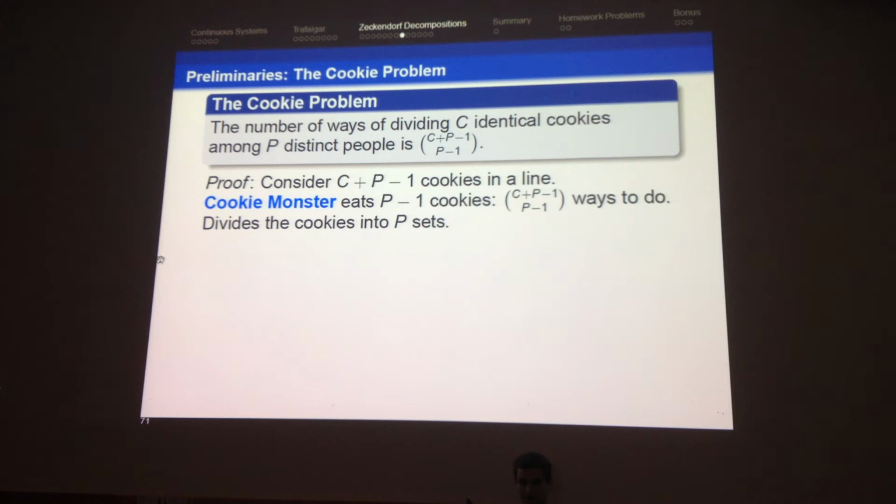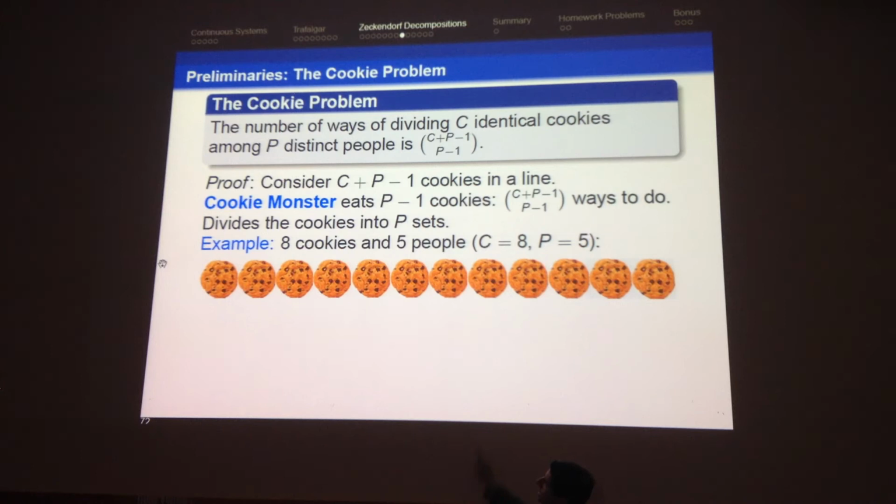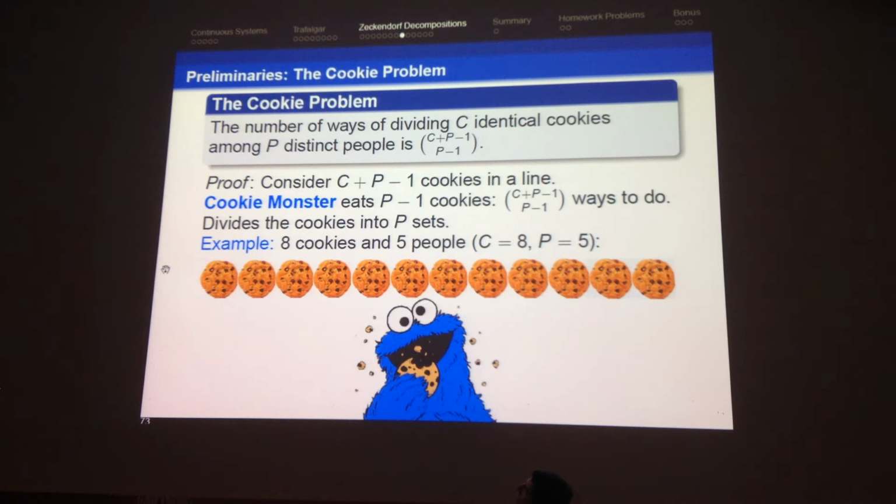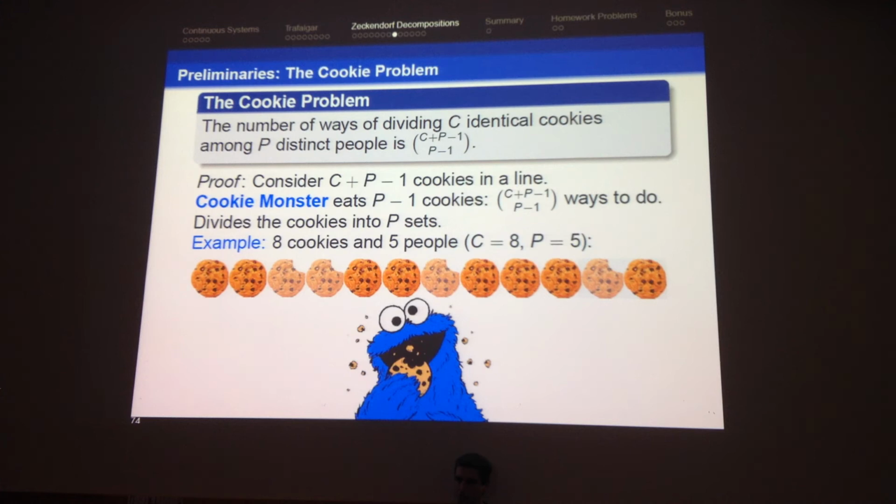So let's take as an example 8 cookies and 5 people. There wasn't enough room to do 10 cookies. Cookie Monster shows up. Cookie Monster gobbles 4 cookies. And you see the first person gets 2 cookies. The second person, not their lucky day, gets 0. Third person gets 2. Fourth person gets 3. Fifth person gets 1. There's a one-to-one correspondence between the number of ways Cookie Monster can eat 4 cookies from 13 and the ways to divide 8 cookies among 5 people. And that's the proof. That's the story proof of what's going on.